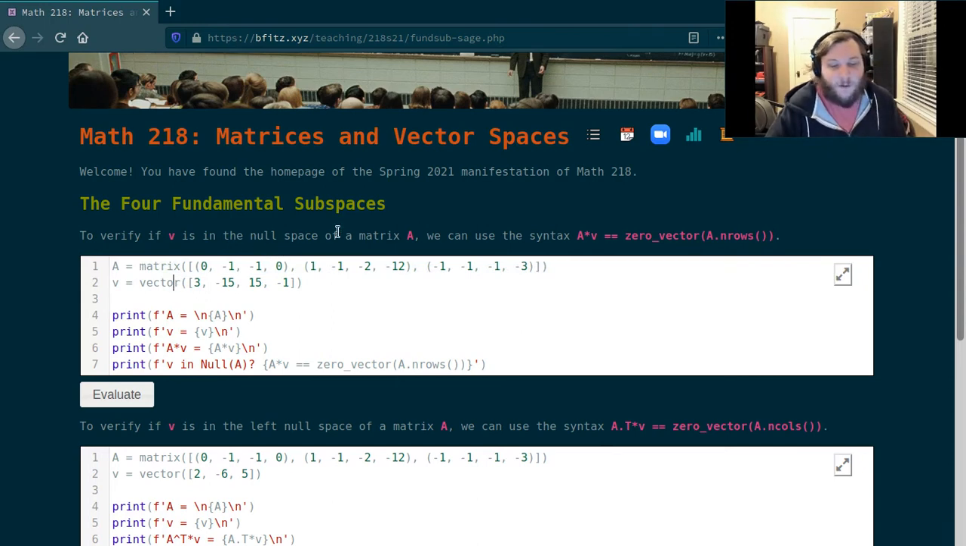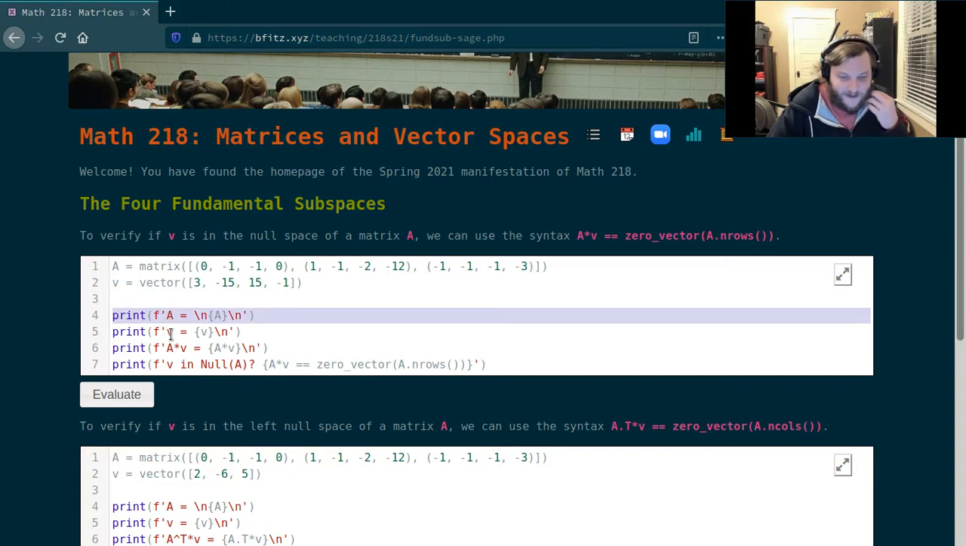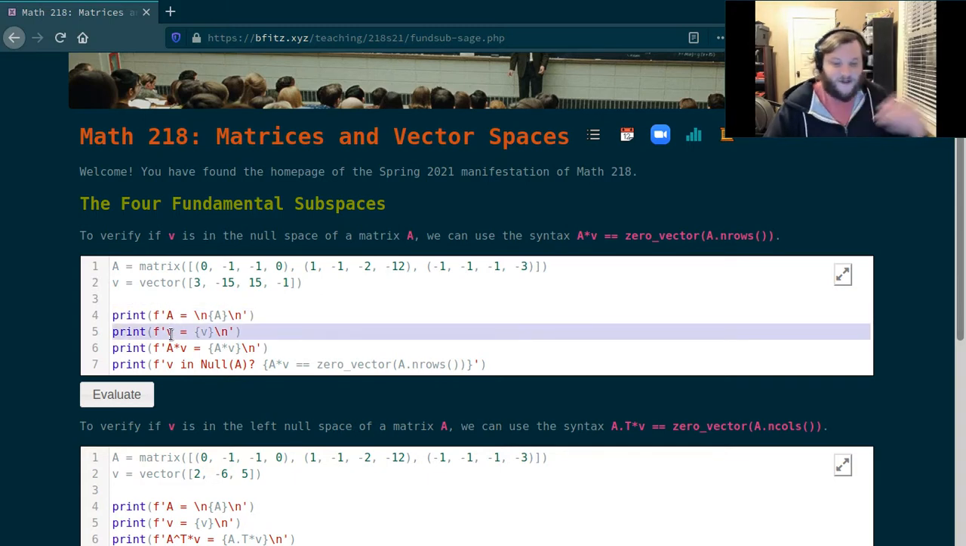And here what we're doing is we're trying to test whether or not a vector is in the null space of this matrix. So we have 4 print statements here. We'll print out the matrix that we input. We'll print out the vector that we input just to make sure we don't make any typos. And then we'll print out A times V. That will tell us whether or not we're in the null space. We just have to check whether or not that equals 0. And then the last line will actually interpret that equation for us. So let's click Evaluate.